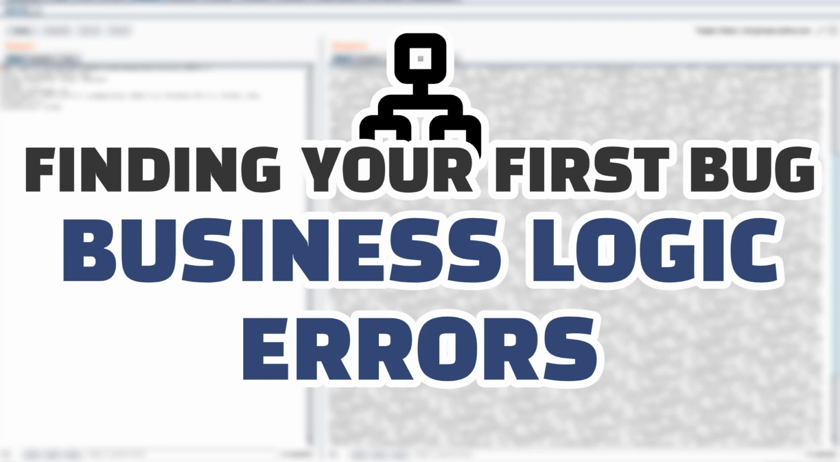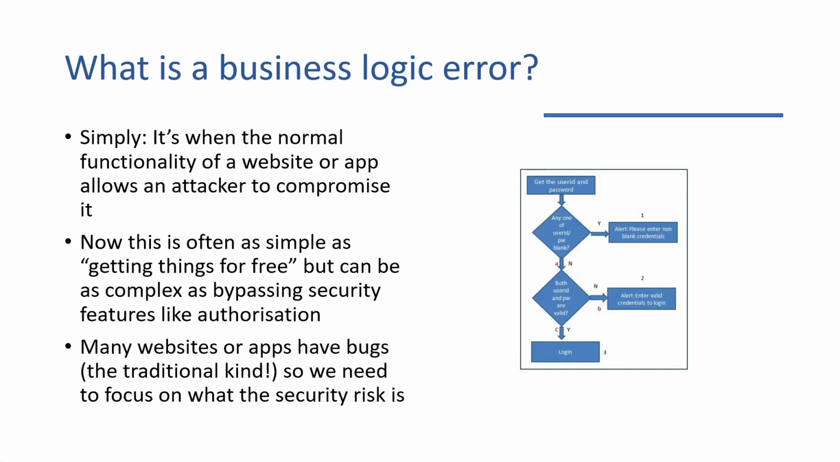So the format is going to be quite simple. I'm going to go over some theory, what the bug is, how you can find one, etc. We're going to look at some case studies of some of these bugs in the wild, and then there's going to be a short practical where I'm going to show you how you can use Burp to actually find these bugs. So first off, business logic errors.